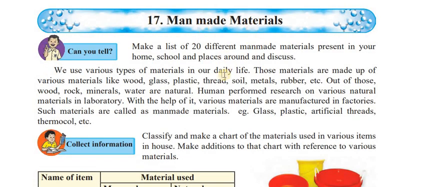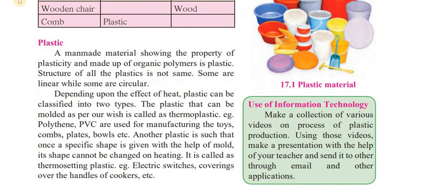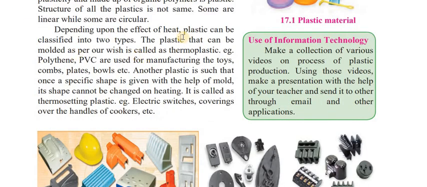Chapter 17, man-made material. Next one, the plastic that can be molded as per our wish is called thermoplastic. An example of thermoplastic is PVC. And similarly, the plastic that cannot be molded as per our wish is called thermosetting plastic. Examples: handles of cooker, electric switch, etc.